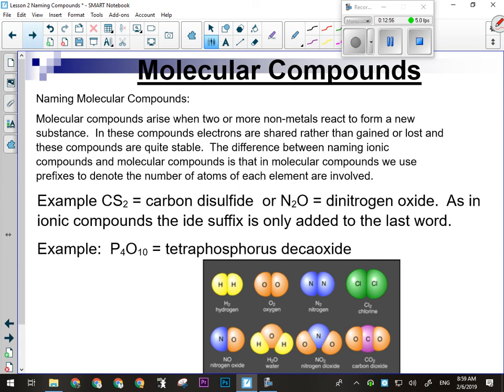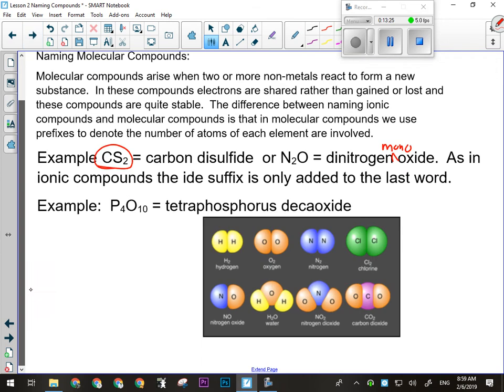Okay, so what we have here is a case where we cannot balance charges, so we have to use prefixes to tell people there's this many of this atom and this many of this atom in this compound. All right, so examples could be, if I have carbon and sulfur together like this, CS2, this would be carbon disulfide. All right, or for this one here, actually this one has a mistake in it. Okay, this would be dinitrogen monoxide. Right, I put prefixes on to denote how many of everything there are.